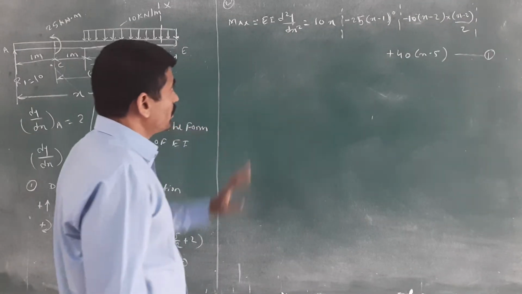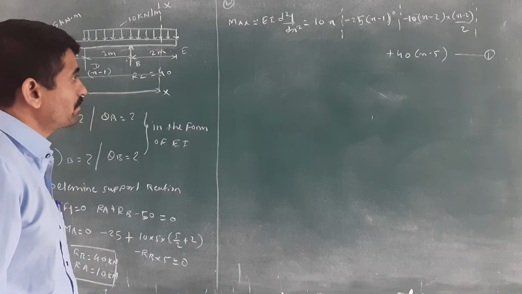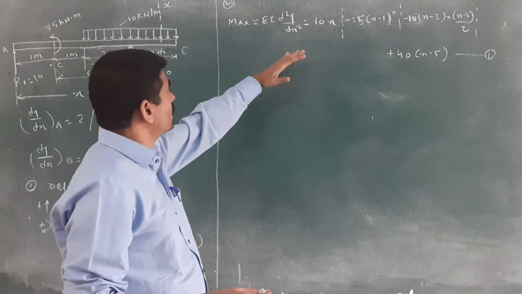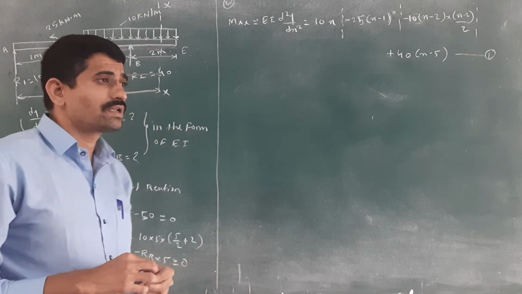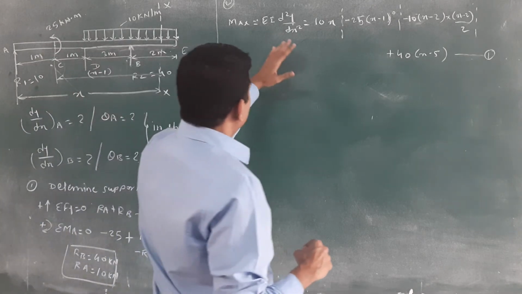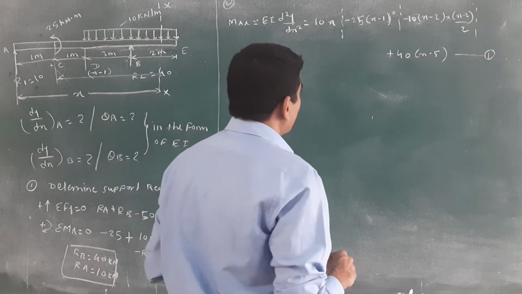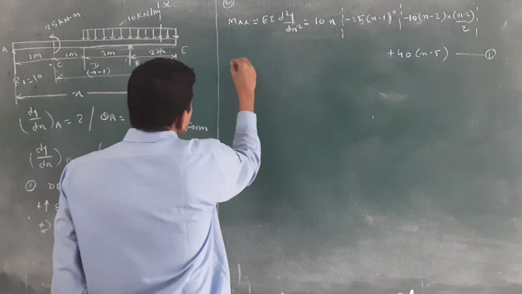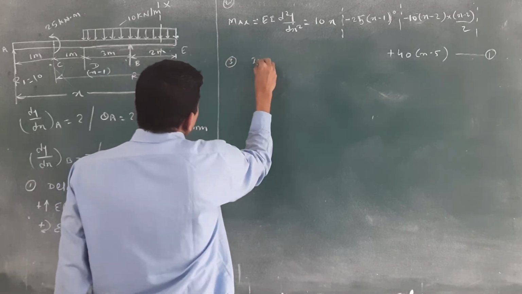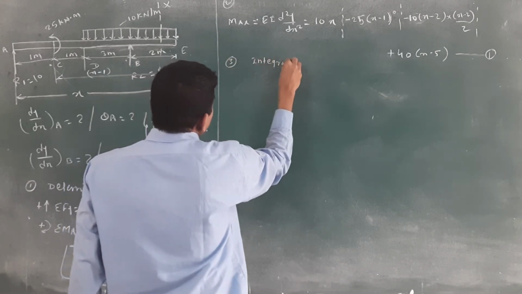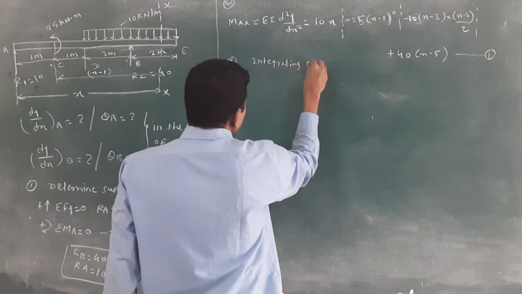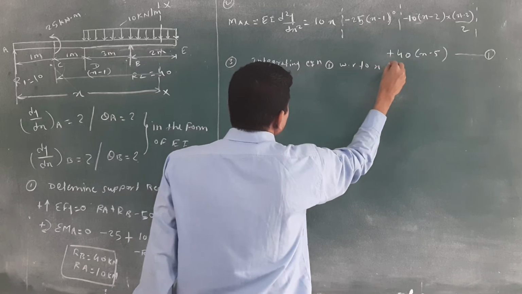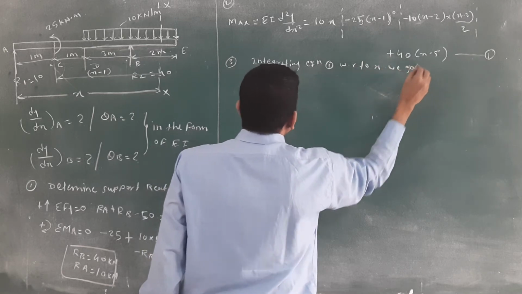This is a very important equation. Guys, check this equation once again. If you write this equation wrong, then you will get the wrong answer. That's why be careful when you find equation number 1. Once you have got equation number 1, the next step is integrating equation number 1 with respect to x.